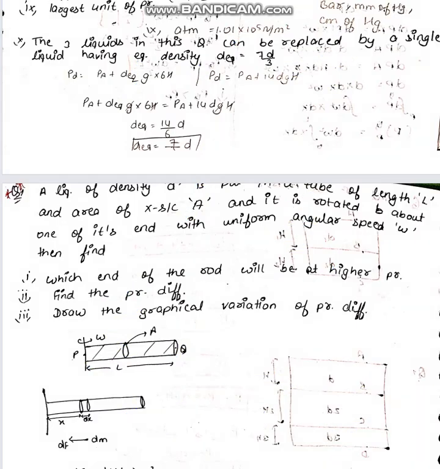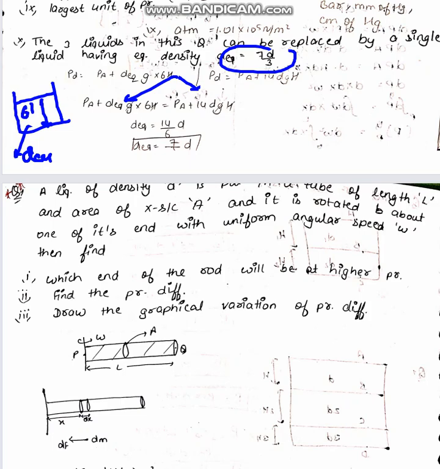Now there is another question of equivalent liquid. For that, just assume that there is a single liquid of density D equivalent. So just equate the pressure in the two cases. Suppose there is a single liquid of density D equivalent and having a height of 6h. So pressure here will be Pa plus D equivalent g into 6h, and pressure here will be Pa plus 14dh. Using this, D equivalent comes out to be 7D by 3.